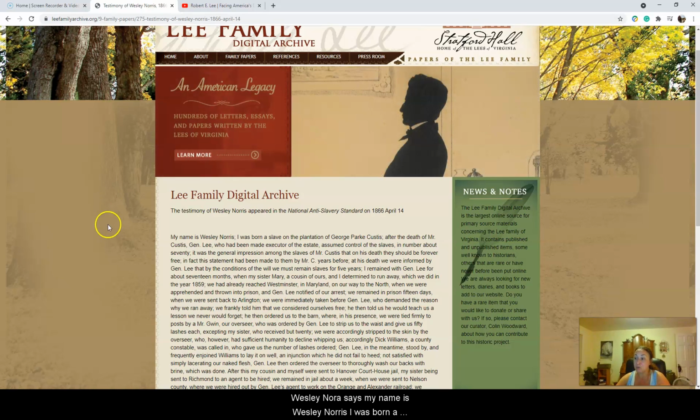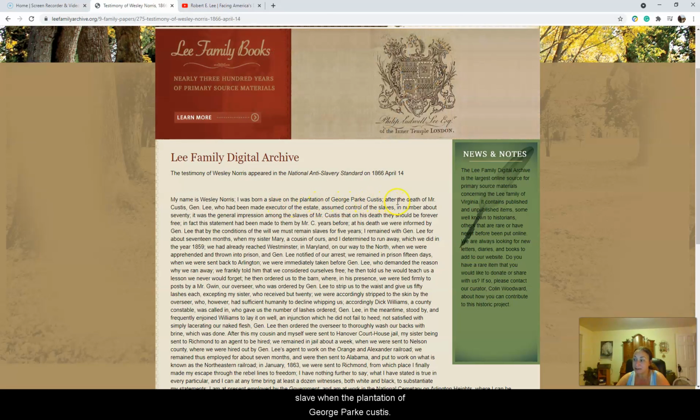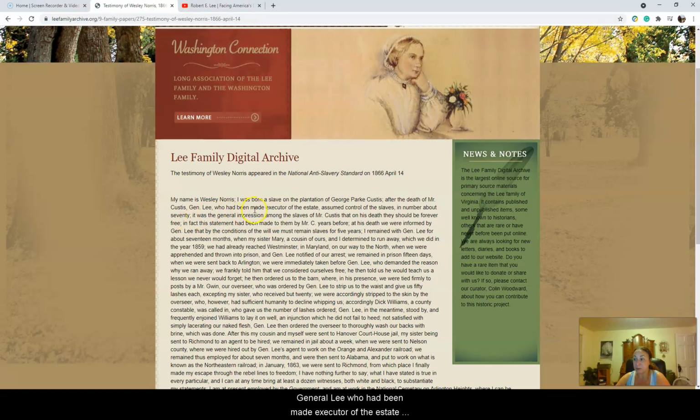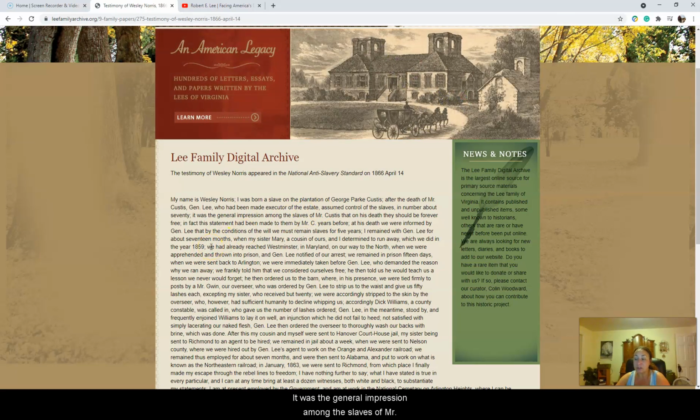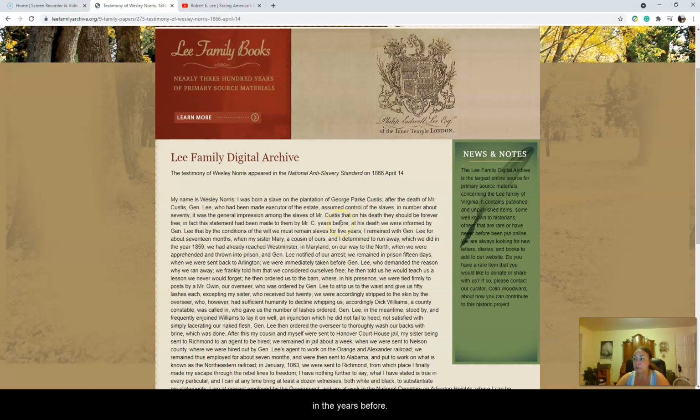My name is Wesley Norris. I was born a slave on the plantation of George Parke Custis, and after the death of Mr. Custis, General Lee, who had been made executor of the estate, assumed control of the slaves in numbers about 70. It was the general impression among the slaves of Mr. Custis that upon his death, they should be forever free. In fact, this statement had been made to them by Mr. Custis years before.